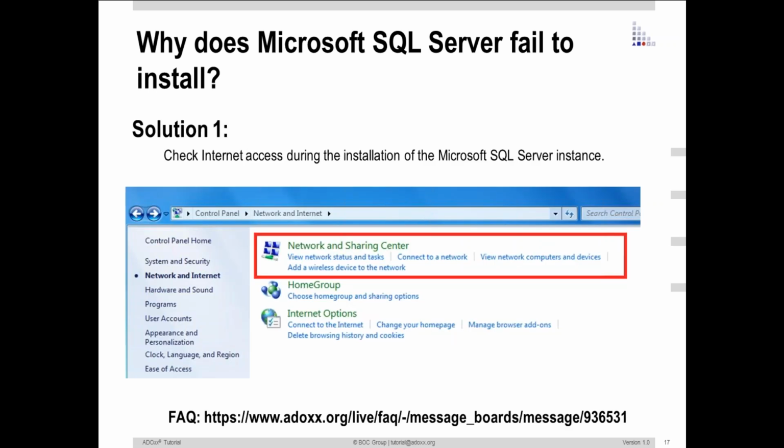So solution 1 is just to check if you have access to the internet during the installation of the Microsoft SQL Server instance. And this can be done in the control panel of your PC in the Network and Sharing section. And you can find more information regarding the solution in the following FAQ entry.